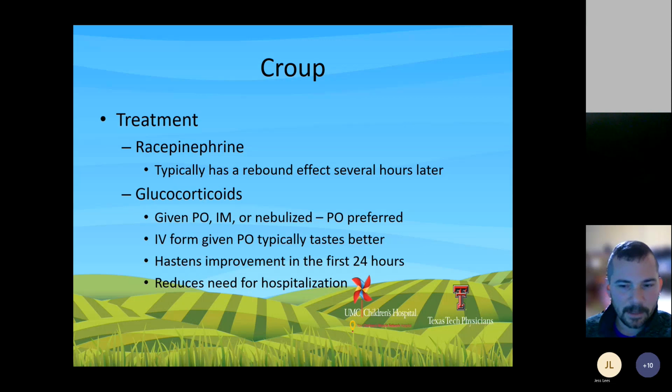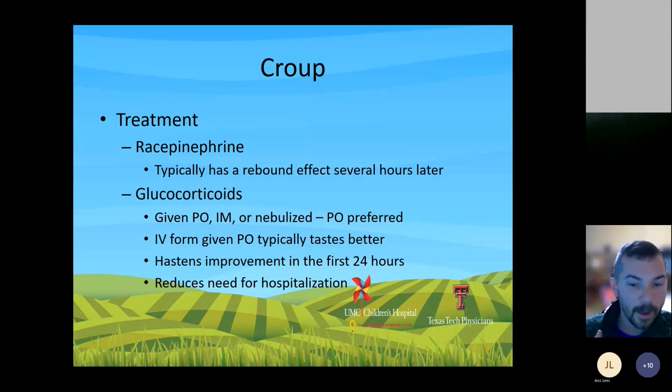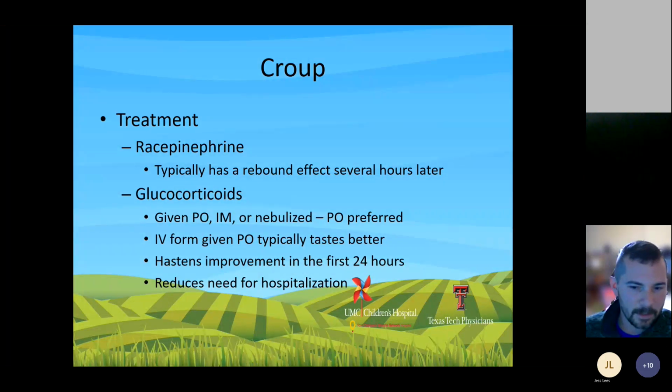IV form can be given PO and taste better. A lot of facilities prefer not. I've read that there are some issues with approval for this. So plus or minus, I've seen it done, but it is one alternative. And again, whatever gets the child to take the medicine or can get the medicine in the child, this is what's going to get you through croup.